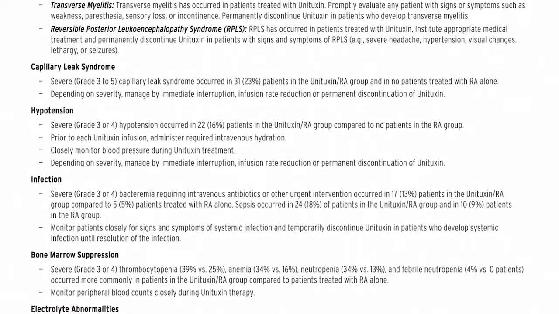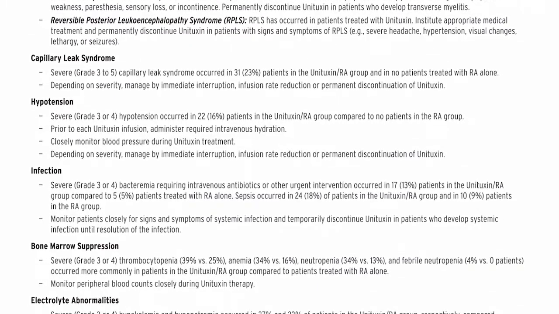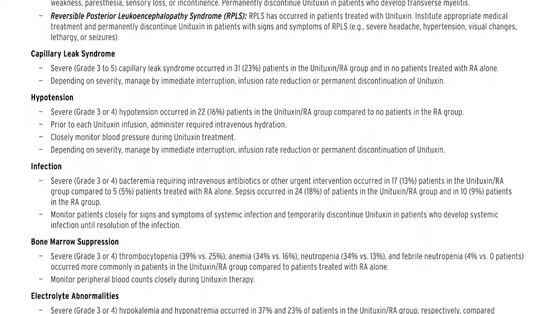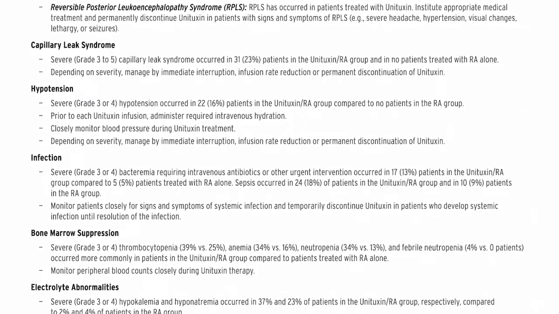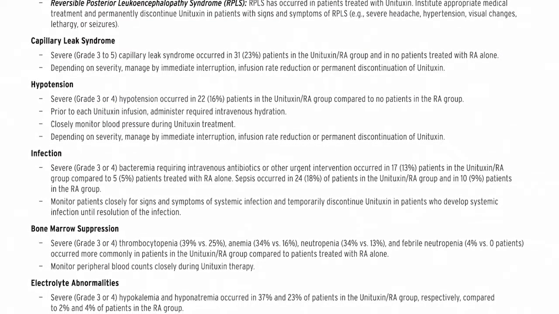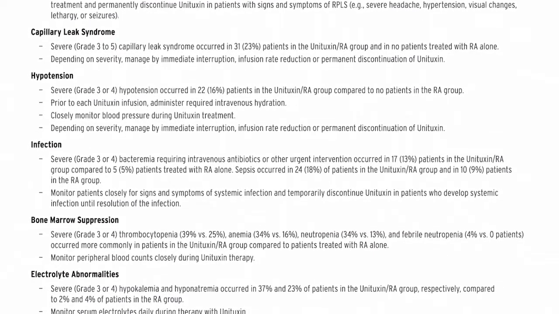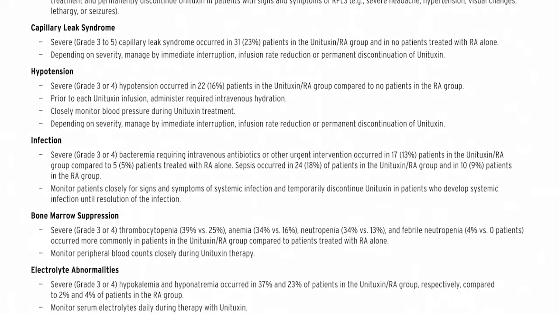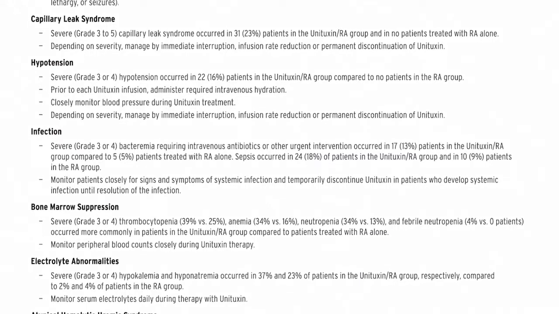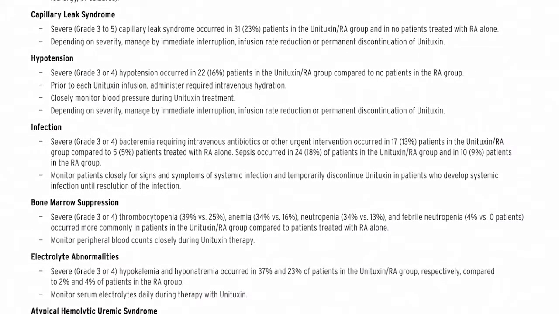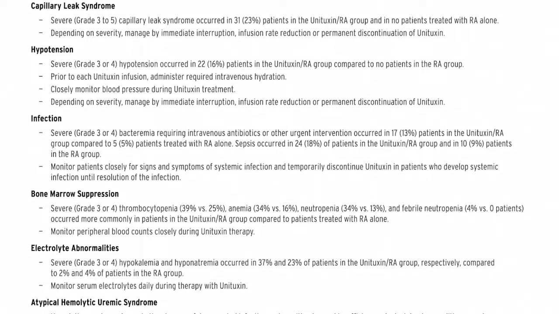Infection. Severe, grade 3 or 4. Bacteremia requiring intravenous antibiotics or other urgent intervention occurred in 17 patients, 13%, in the Unituxin RA group, compared to 5 patients, 5%, treated with RA alone. Sepsis occurred in 24 patients, 18%, in the Unituxin RA group, and in 10 patients, 9%, in the RA group. Monitor patients closely for signs and symptoms of systemic infection and temporarily discontinue Unituxin in patients who develop systemic infection until resolution of the infection.